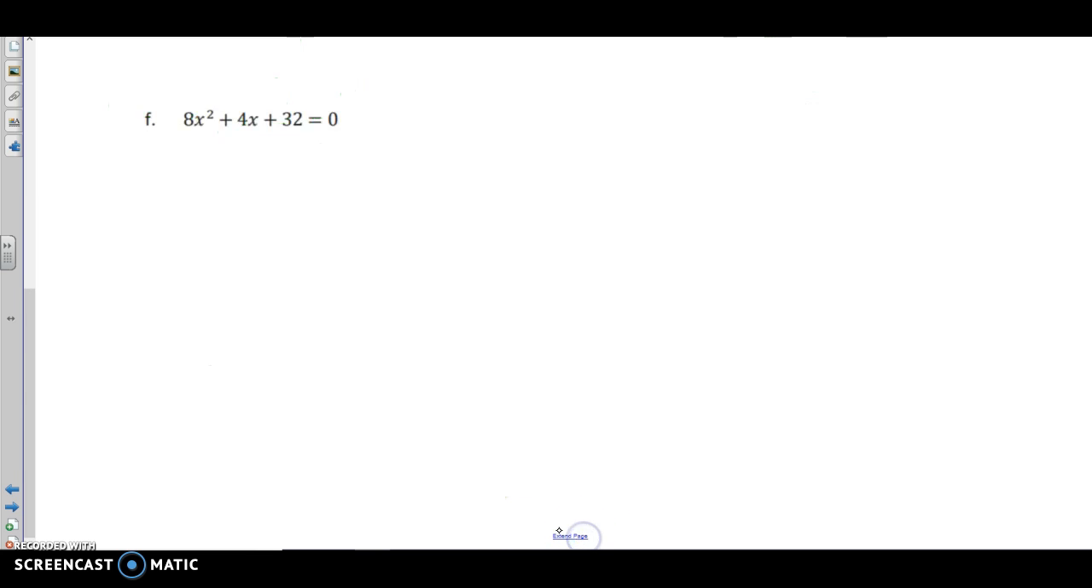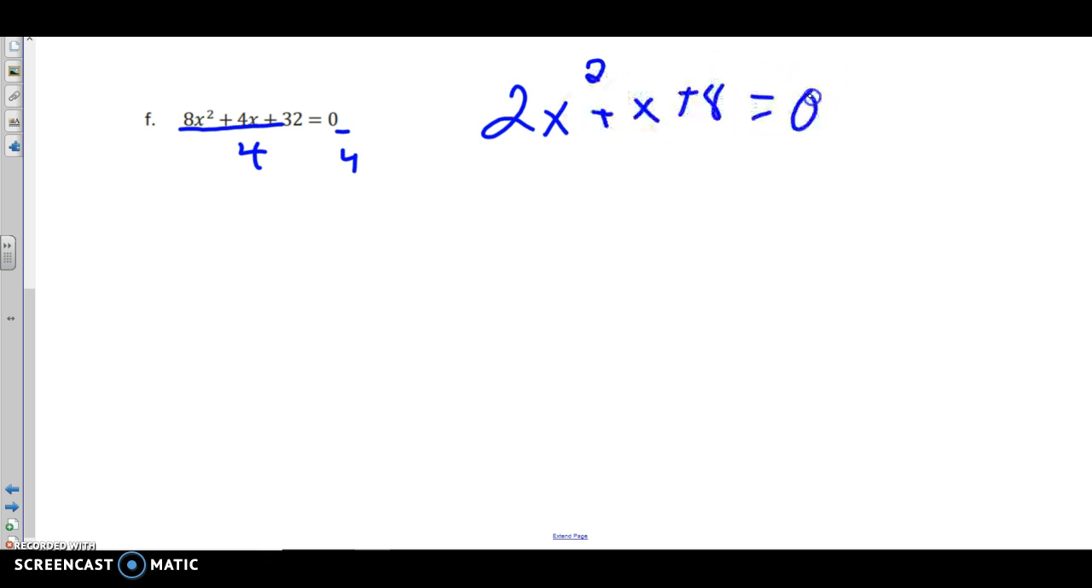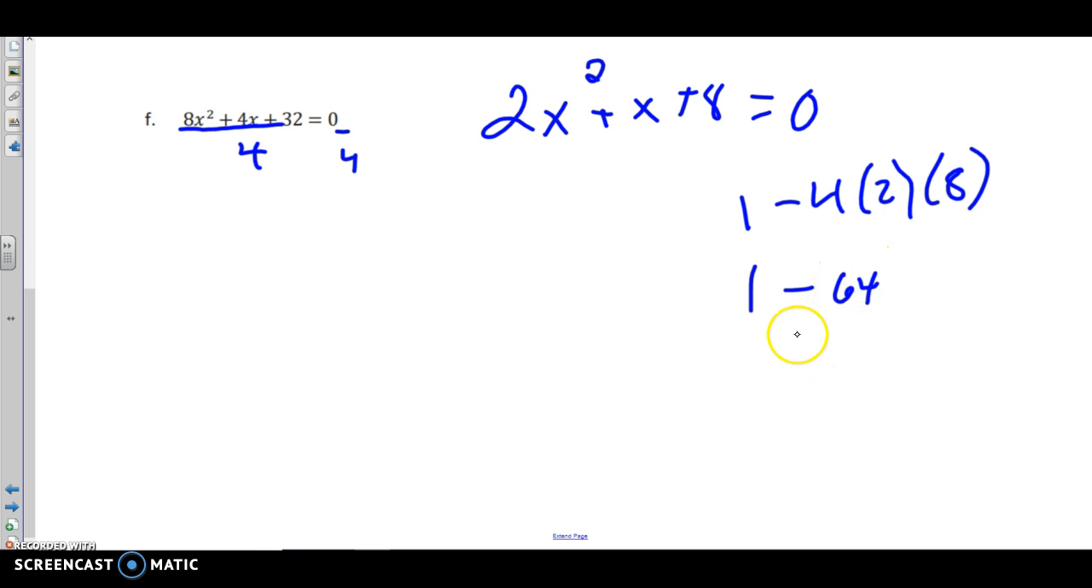And finally, F. First thing I'm going to do here is take out the greatest common factor. Because it's an equation, I can divide both sides by that greatest common factor of 4 to make my life a little easier. So I have 2x squared plus x plus 8 equals 0. Now my discriminant is going to be b squared, which is 1, minus 4 times 2 times 8, which is going to be negative 63. So I should get 2 complex solutions.